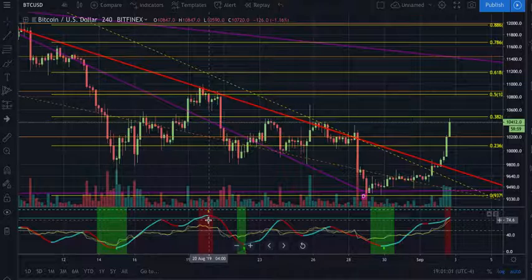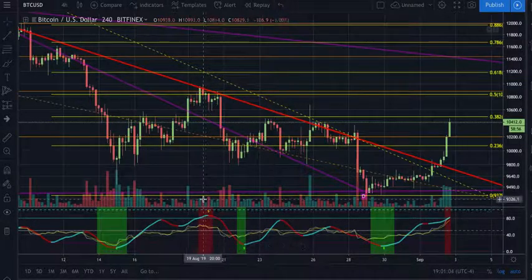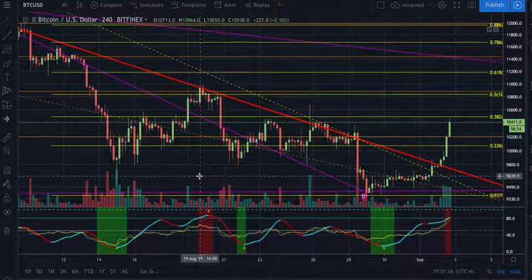But I use this with other indicators as well. I don't blindly just trade this. And again, this is not financial advice. I'm just explaining to you how I use it.